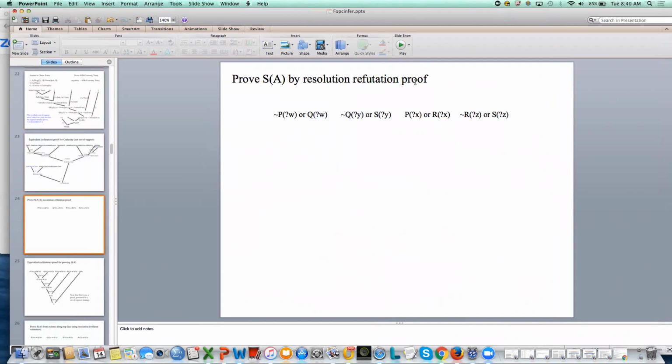So prove this statement, S of A, by a resolution refutation proof. These are the axioms in clause form. Why don't you take a couple minutes and see if you can do that.